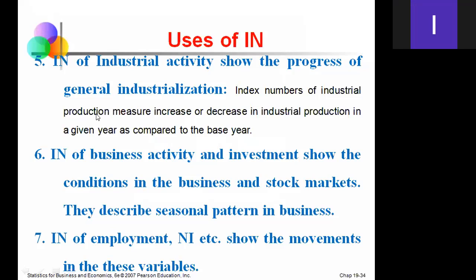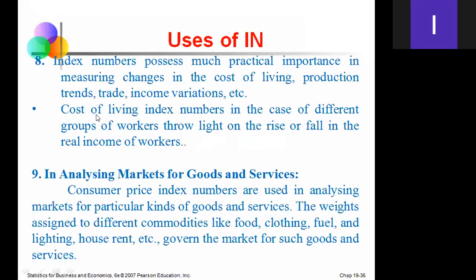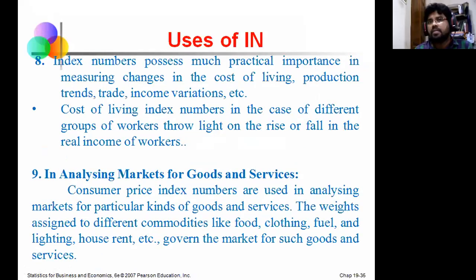Eighth point, the index number has much practical importance in measuring changes in the cost of living. As I told you in the beginning, we can use the index number for measuring how much the cost of living changes from one place to another. For example, Chennai, Bangalore, Hyderabad. Simply, we can see that the cost of living is high in Bangalore compared to Hyderabad, right? So we will calculate the index number for the cost of living and production also.